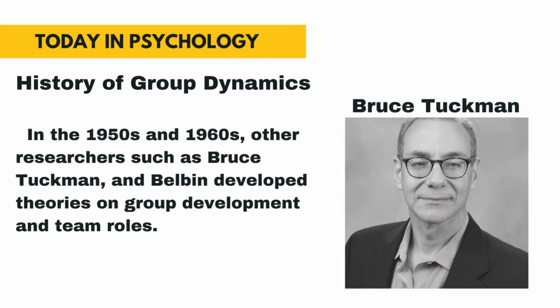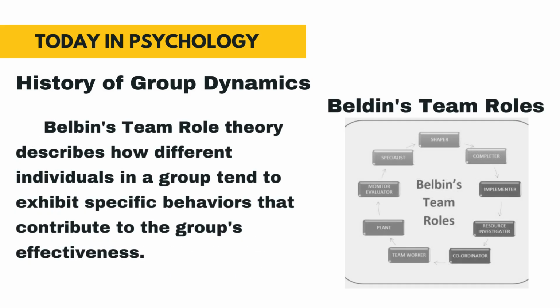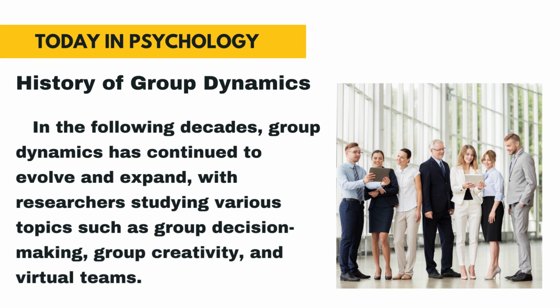In the 1950s and 1960s, other researchers such as Bruce Tuckman and Belbin developed theories on group development and team roles. Tuckman's stages of group development, forming, storming, norming, performing, and adjourning, are still widely used today. Belbin's team role theory describes how different individuals in a group tend to exhibit specific behaviors that contribute to the group's effectiveness. In the following decades, group dynamics has continued to evolve and expand, with researchers studying various topics such as group decision-making, group creativity, and virtual teams.